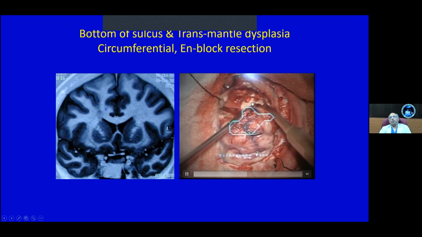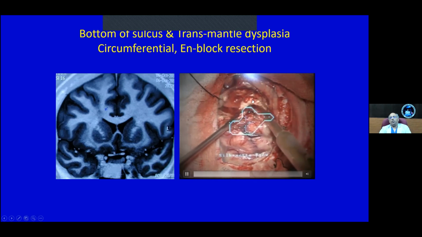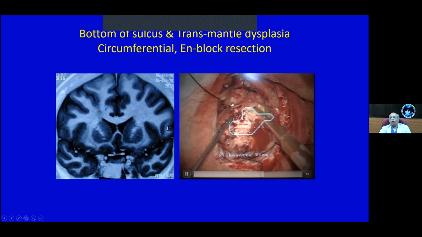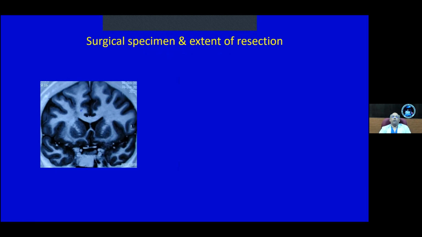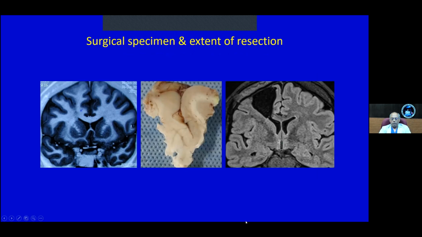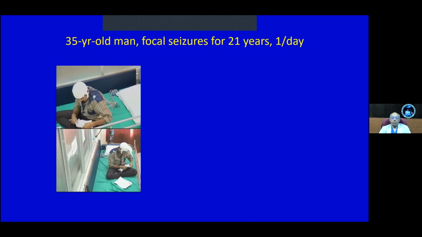And then this is the dysplastic tissue, which is quite firm compared to adjacent white matter. And then once we reached the ventricle, you can see CSF is coming there. Once we found the dysplasia at the ventricular end, then we went all around circumferentially and then resected the complete dysplasia. And you can see the surgical specimen, and this is the extent of resection on the imaging. And for a decade, there are no seizures.